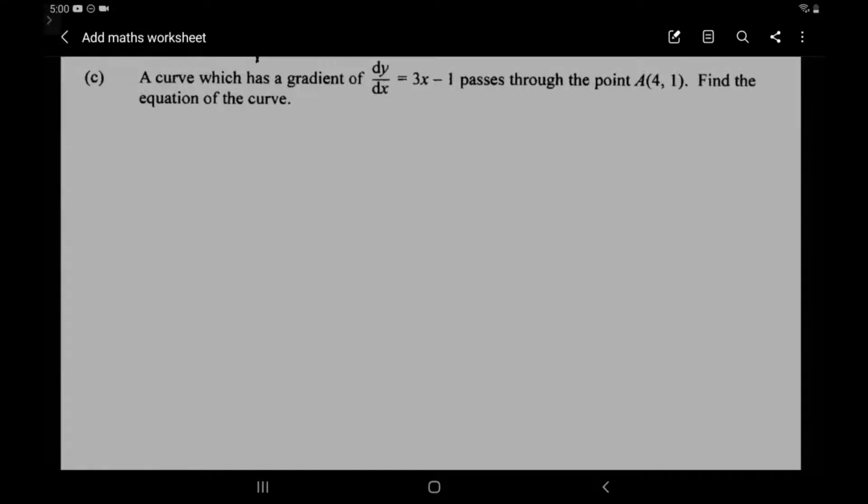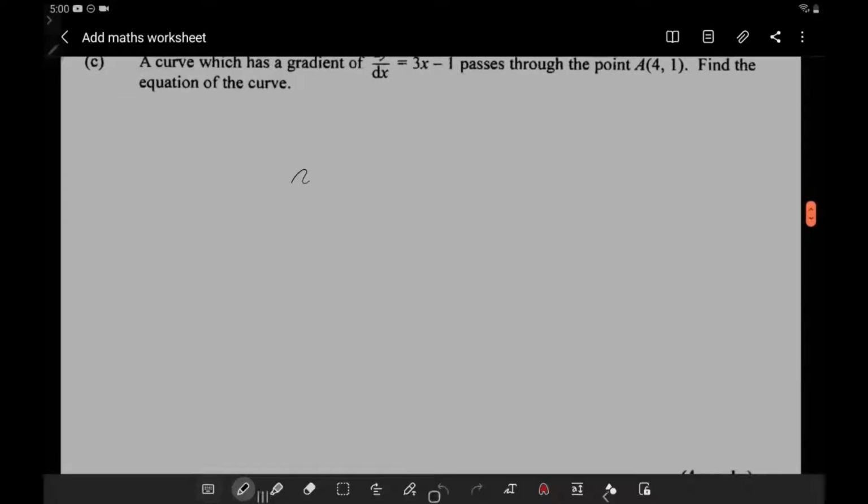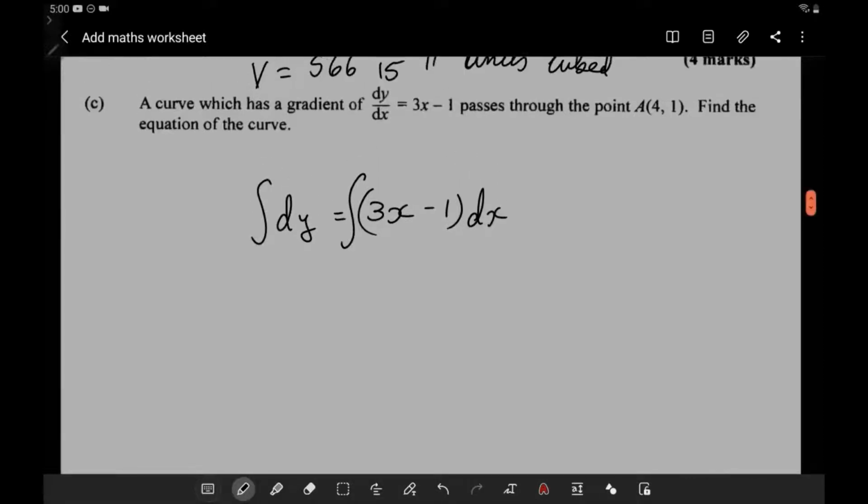So we have part C, which tells us a curve which has a gradient of dy dx equal to 3x minus 1 passes through a point A (4, 1). Find the equation of the curve. So to get the equation of the curve, we integrate. So we could get dy is equal to 3x minus 1 dx. So we integrate both sides. Notice here we don't have any limits.